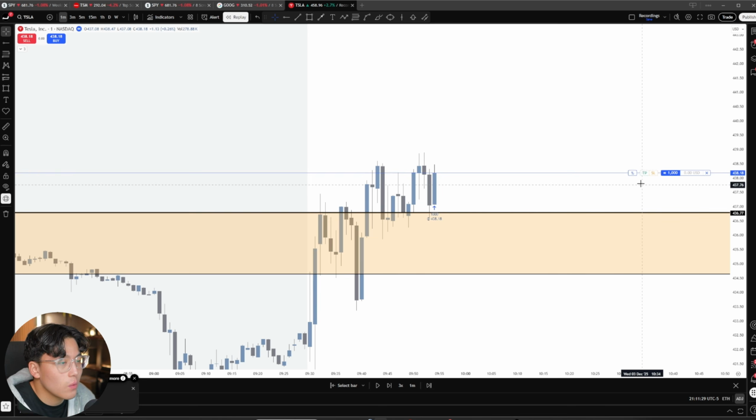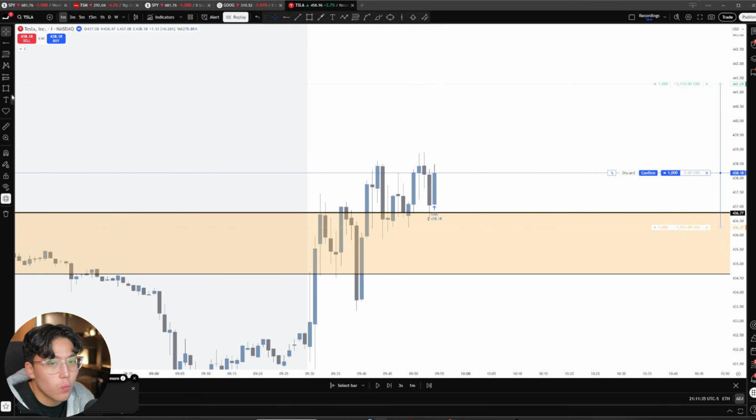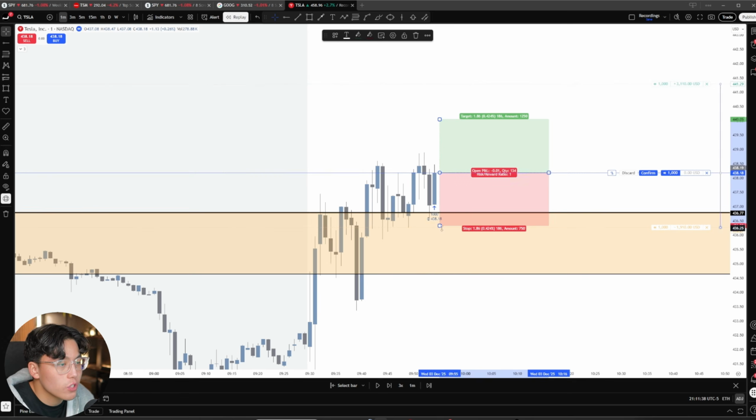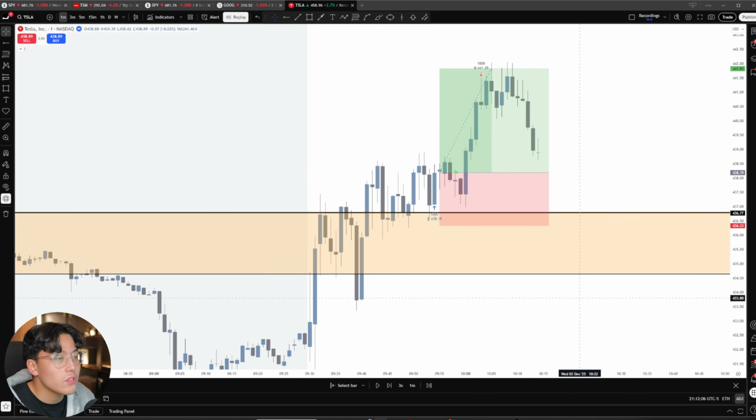This is exactly where we can go look long with a stop loss just to break underneath our previous day highs. And now we can be looking for a 1 to 2 fixed risk reward ratio for a push back towards the upside. And as you can see, we end up having our super solid push towards the upside to hit our fixed 1 to 2 risk reward ratio.